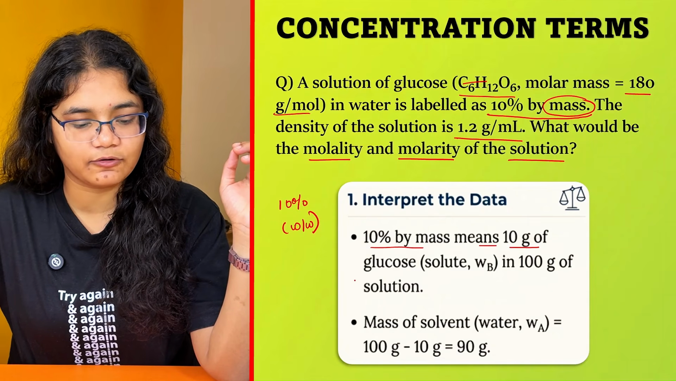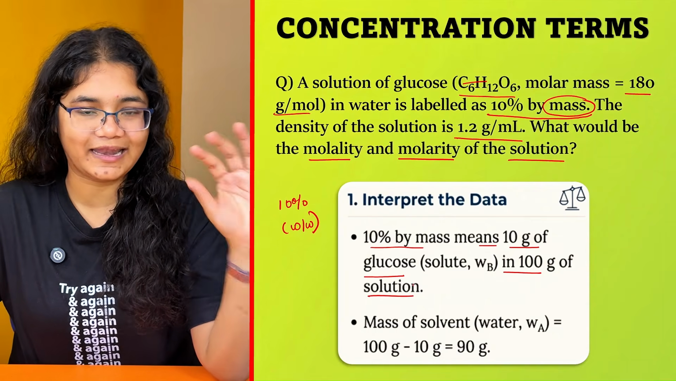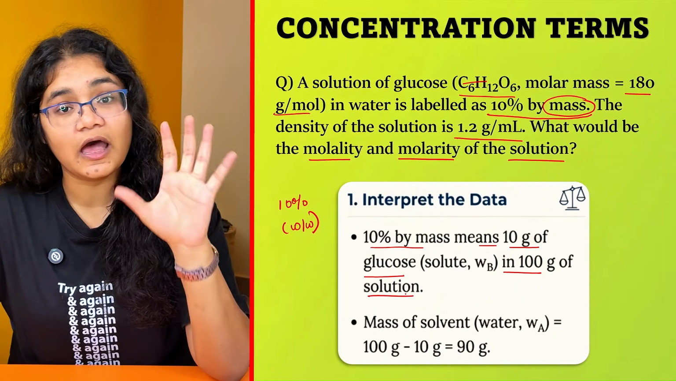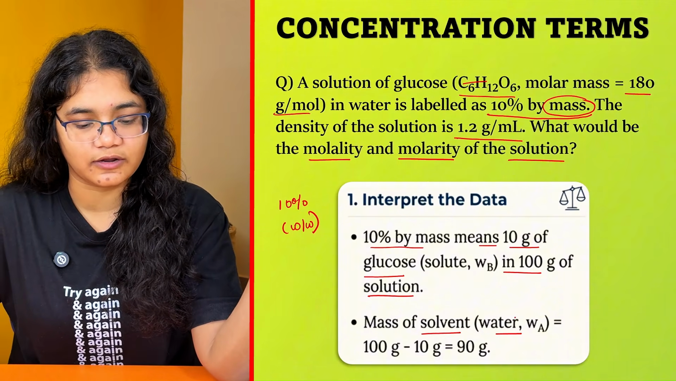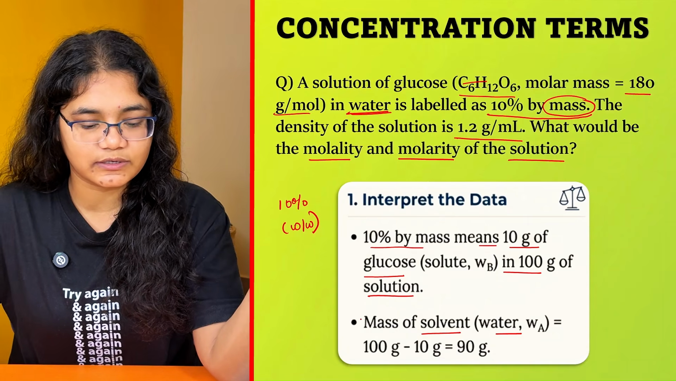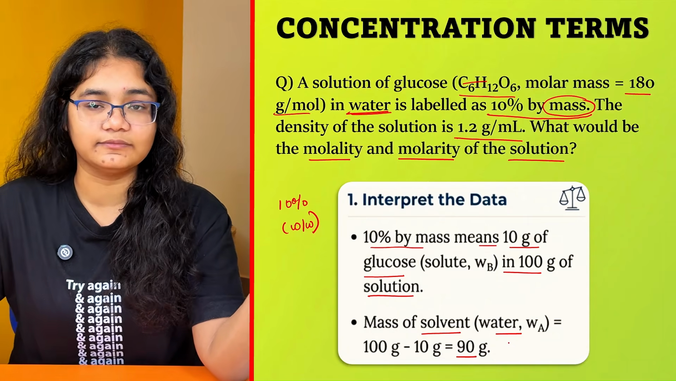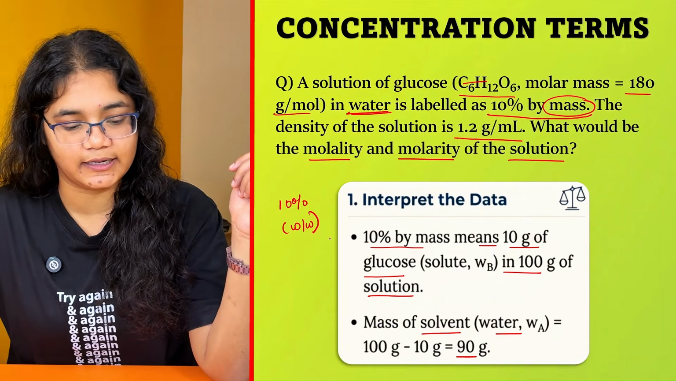You have 10 gram of solute, that is glucose, in 100 gram of the solution, right? 10% means 10 gram of glucose in 100 gram of the solution. So what is the mass of the solvent? Water. Why are we taking water? Because here it is given, it is dissolved in water. So what is the mass of the solvent now? 90 grams. Now see, if you want to find the molality, what's the formula for molality?